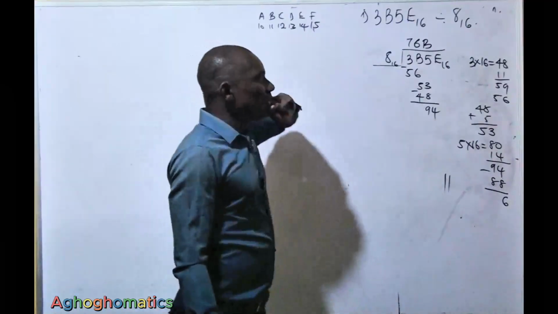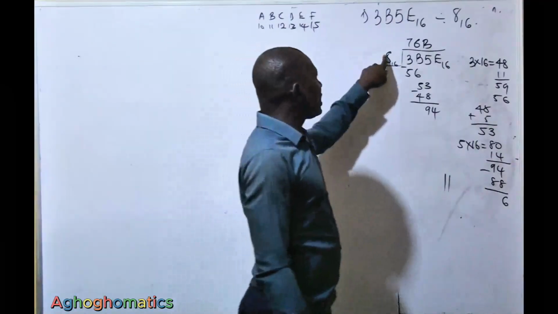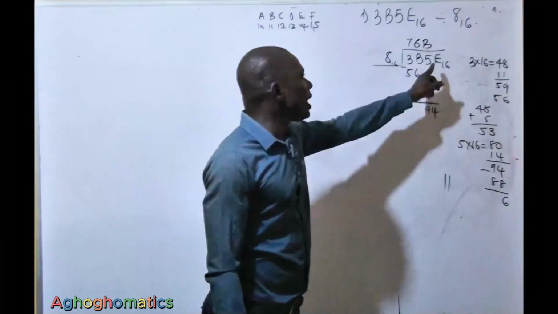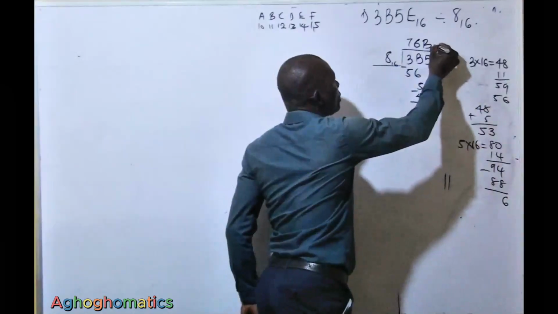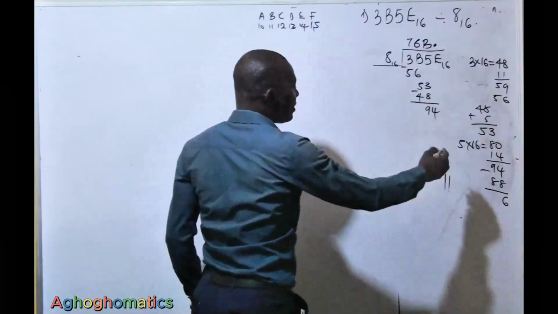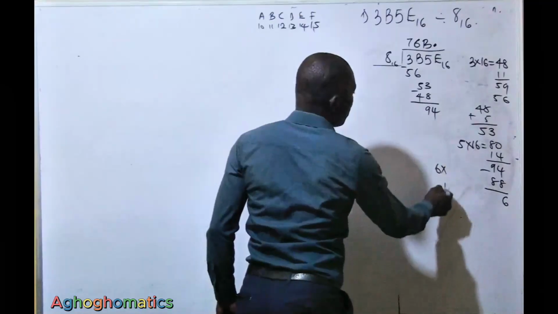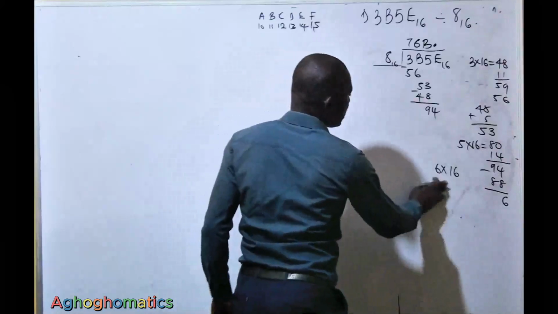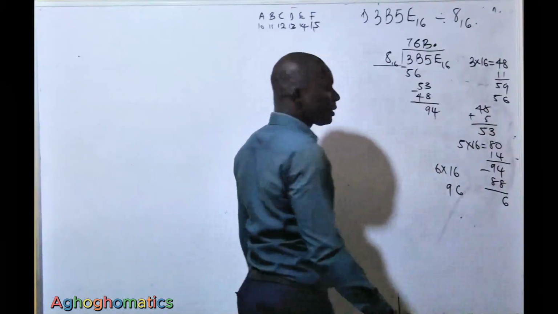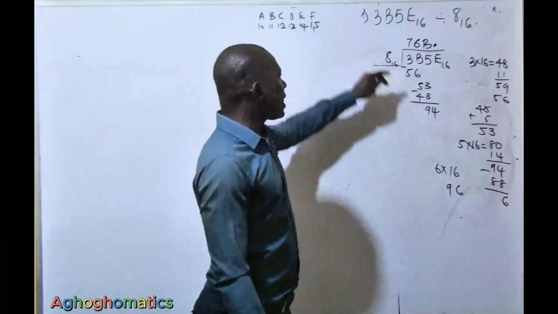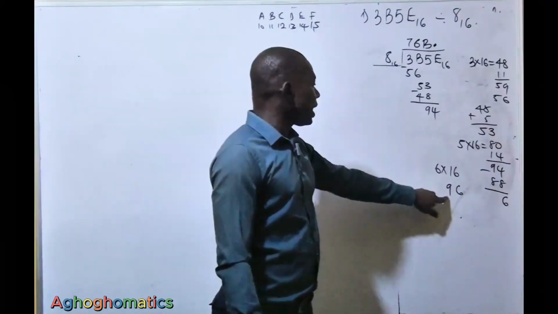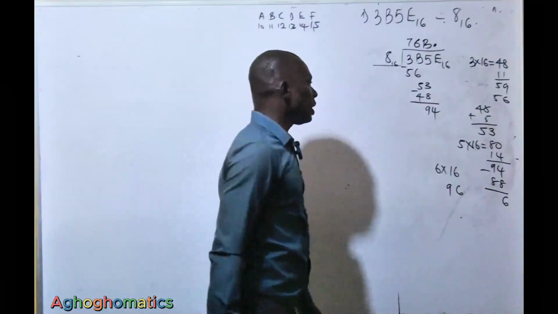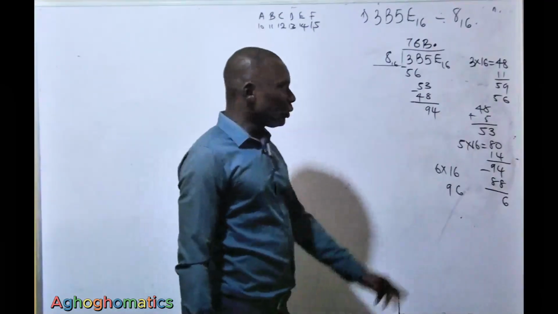Then the next question we ask is, is it possible that 8 can be contained in 6? First of all, no. In that case, since there's no other number there, you put the decimal point and multiply 6 by 16. That gives us 96. So if you ask yourself how many 8s are contained in 96, you will see that definitely it's going to give us 12.